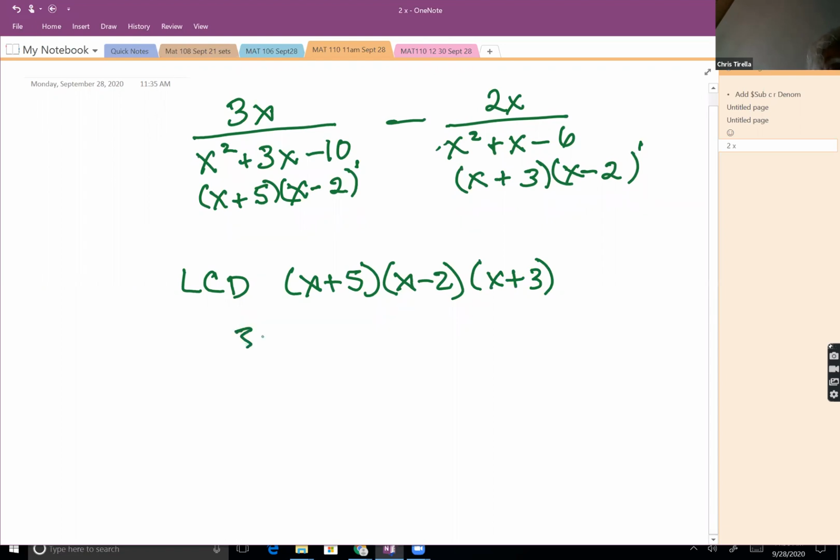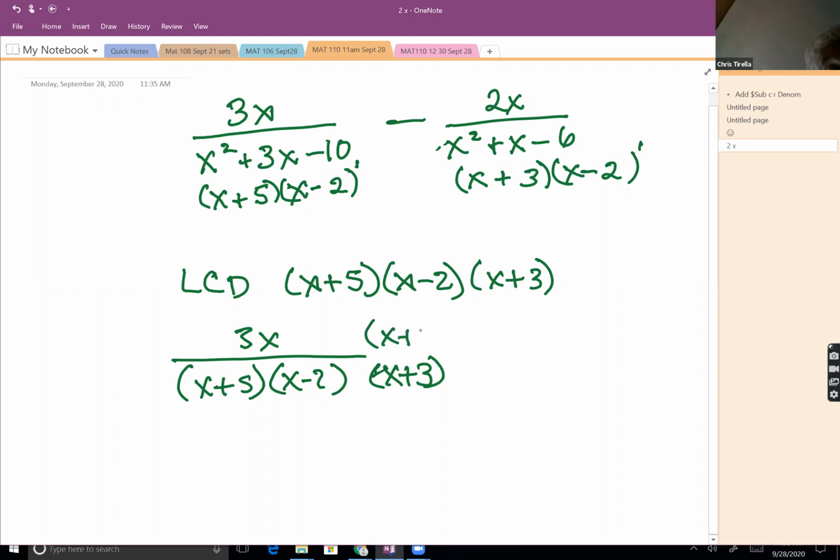Now my first fraction is 3 over x plus 5, x minus 2. What's the denominator missing? That x plus 3. So I'm going to multiply numerator and denominator by it, which gives me 3x squared plus 9x over my common denominator.